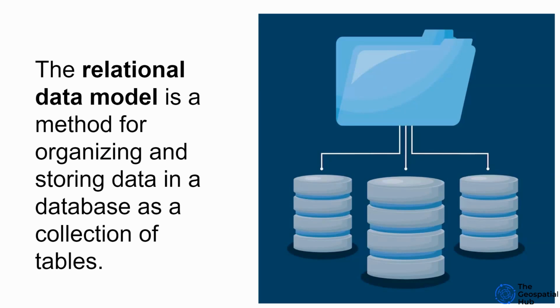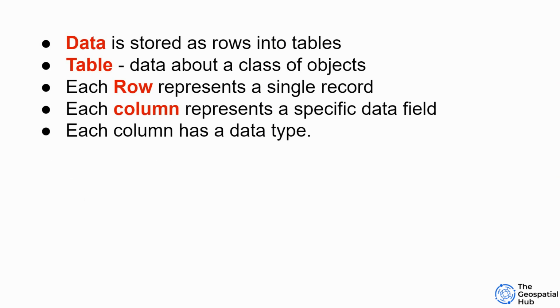The relational data model is a method for organizing and storing data in a database as a collection of tables, where each table represents a specific type of data, and the table is made up of rows and columns, where each row represents a single record, and each column represents information about a specific field. So basically, we have this relational model. We have the data, the table, the rows, and the columns. So the data is stored as rows in our table, and the table is basically data about the class of an object. Let's take an example to understand what I'm trying to explain.